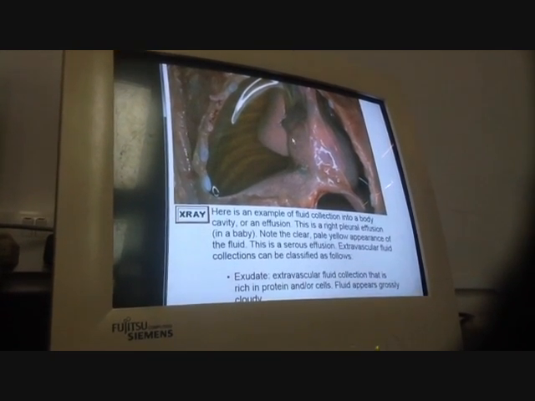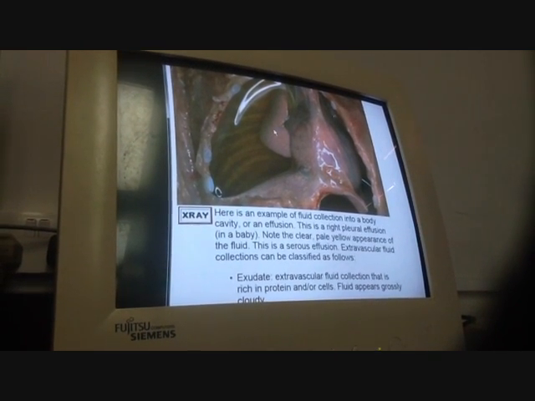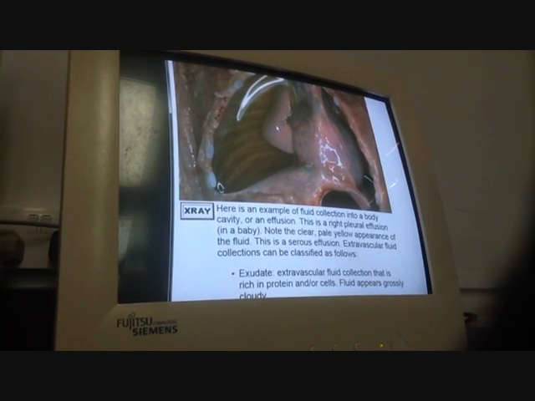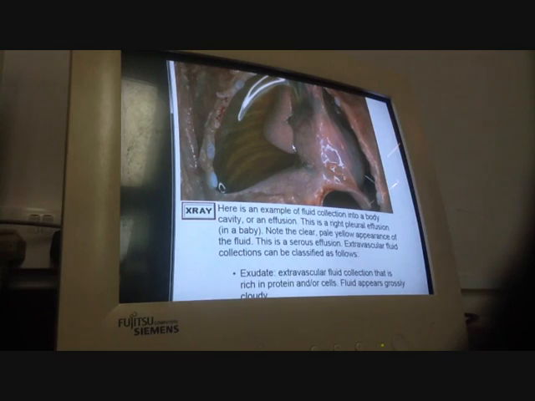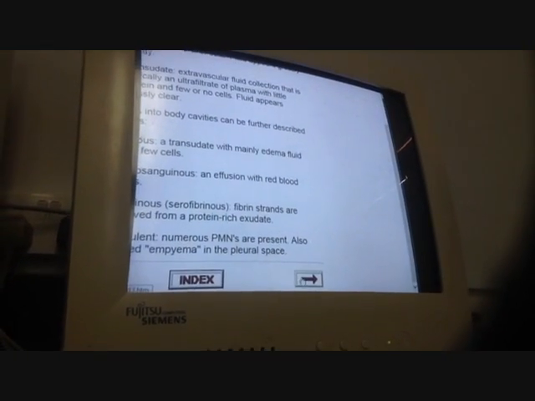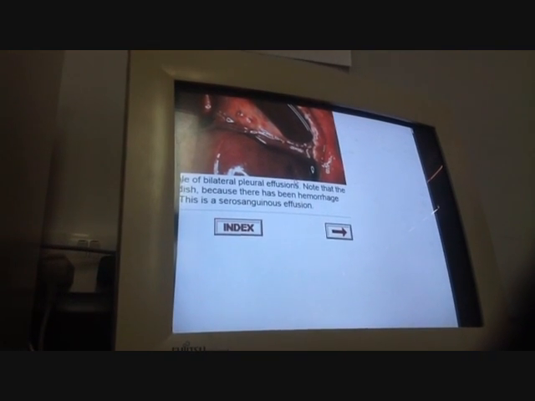This fluid, as you can see, it's clear. You can see behind it. So it's serous fluid. We call it serous fluid when there is a small amount of protein and inflammatory cells. So this is one type of fluid.